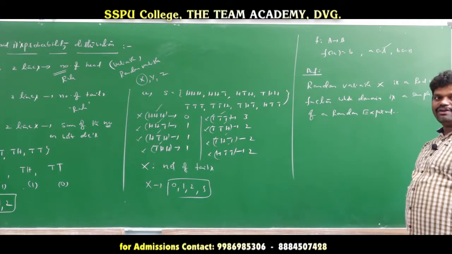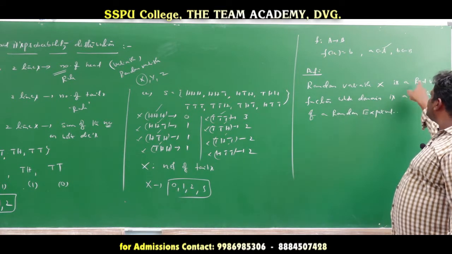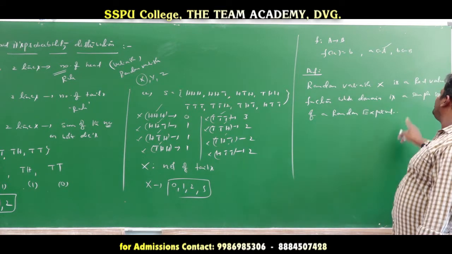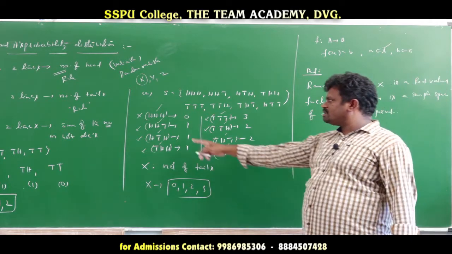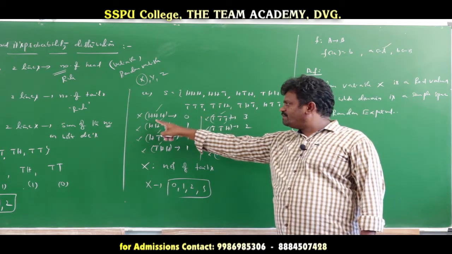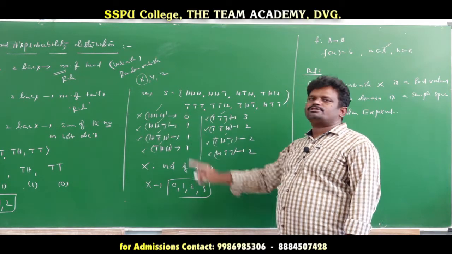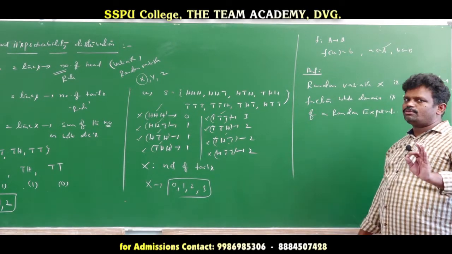So in case of defining random variables, if you write this definition, random variable x is a real valued function whose domain is a sample space of a random experiment. Just now we explained that these are all domain elements, and the domain belongs to the sample space. So the random variable is a function whose domain is the sample space of a given random experiment. So this is the random variable concept.